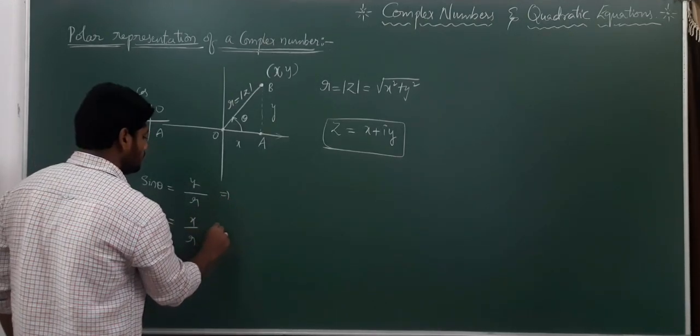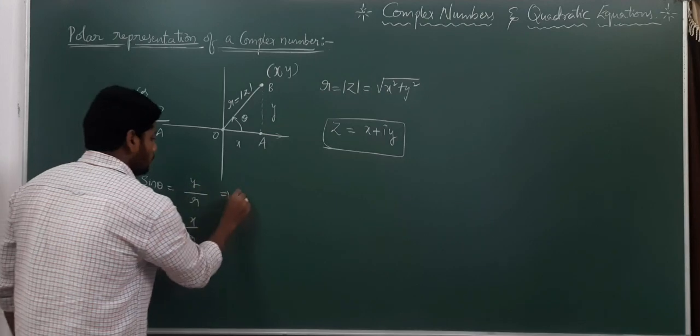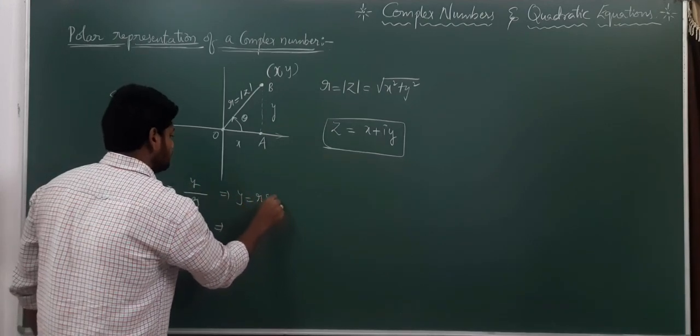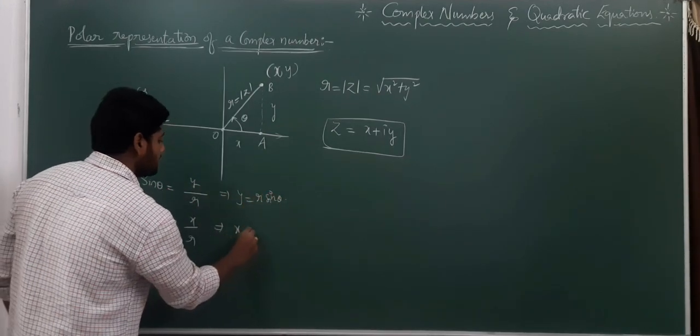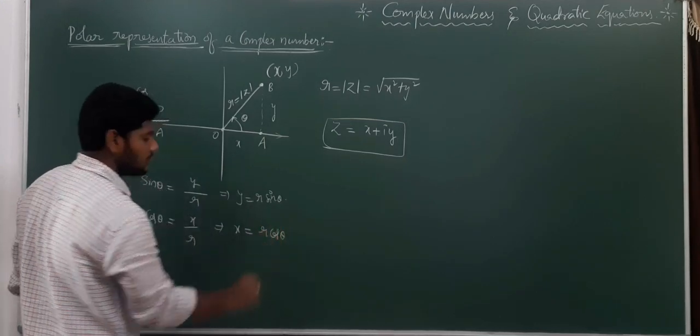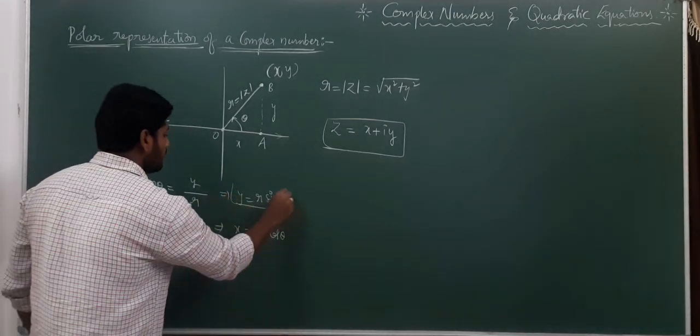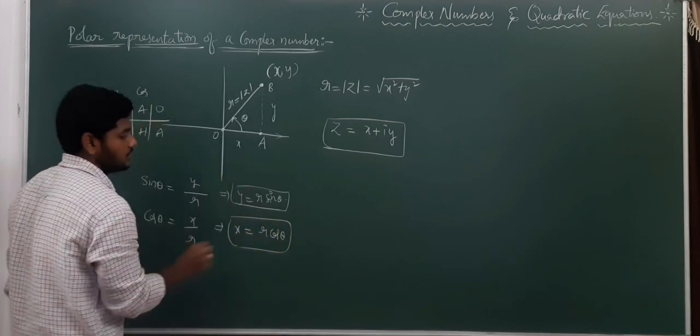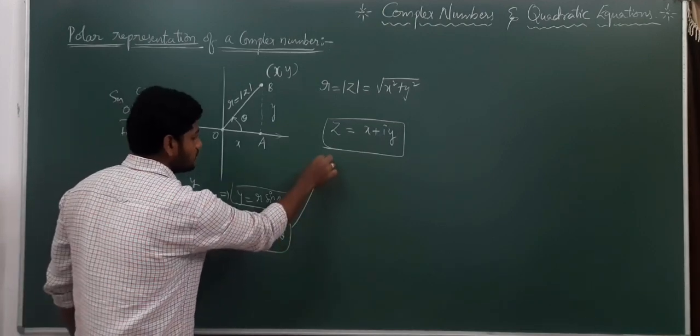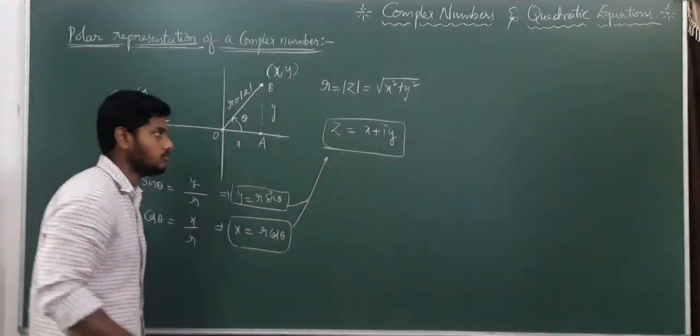Now from these two equations, what can we write? y equals r sin theta, right? And x equals r cos theta. Understood? What you got: y equals r sin theta, x equals r cos theta. Now these two we will substitute in this equation. Let us see what we get.